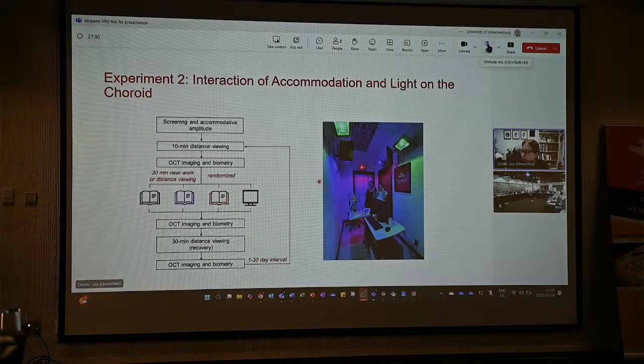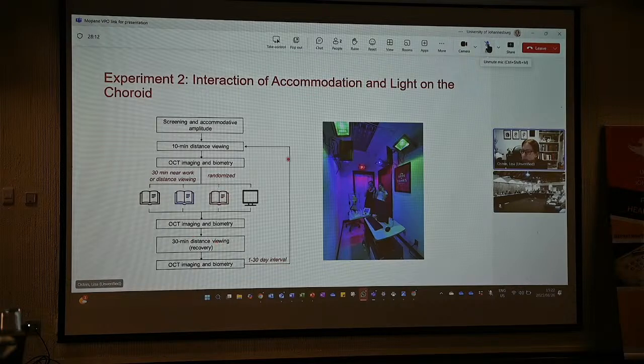So in that same room, earlier, we have the ability to illuminate the room with narrowband light. So for this experiment, we asked our participants to perform 30 minutes of near work in either broadband white light, narrowband blue light, narrowband red light, or we just asked them to watch a distant TV with no accommodation in broadband light. And so we measured again choroidal thickness and axial length at baseline, and then after the 30-minute task, and again after 30 minutes of recovery.